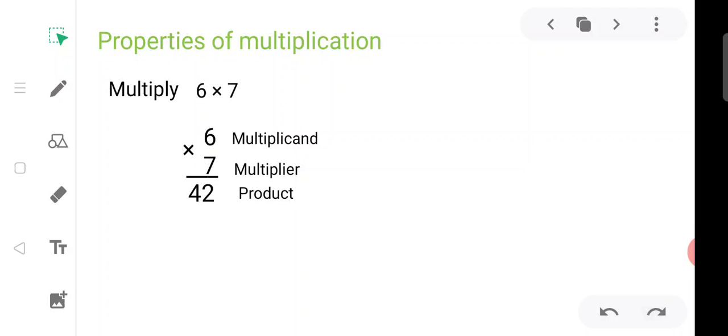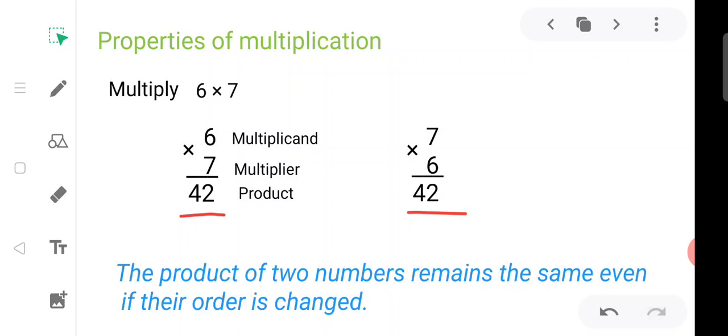Now we multiply 7 by 6. So 7 sixes are 42. So we get again the product 42. We get the same product. So we can say that the product of two numbers remains the same even if their order is changed.